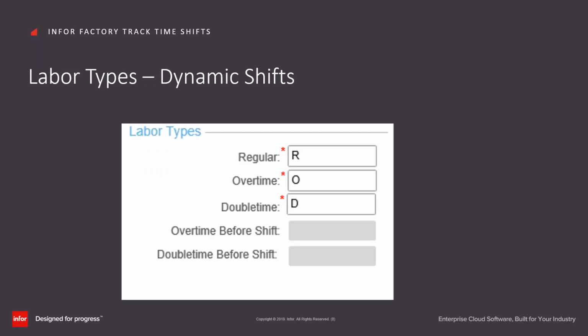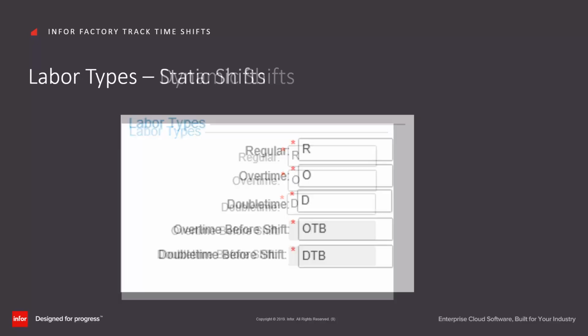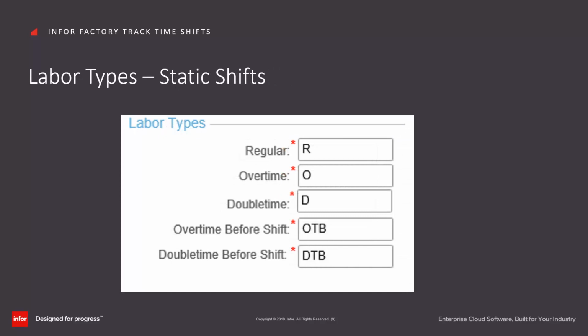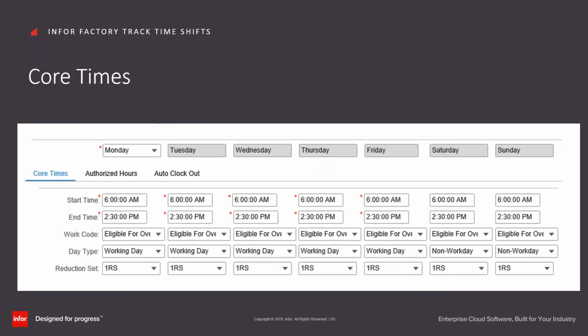Next, we have the labour type configuration. The labour type configuration specifies the labour type code used by the underlying ERP to identify the hours types. Static shifts also require overtime before shift and double time before shift. Next, we have the core times configuration. This is the basic definition of the schedule, specifying the shift start and end times for each day, scheduling breaks, and identifying which are working and which are non-working days.